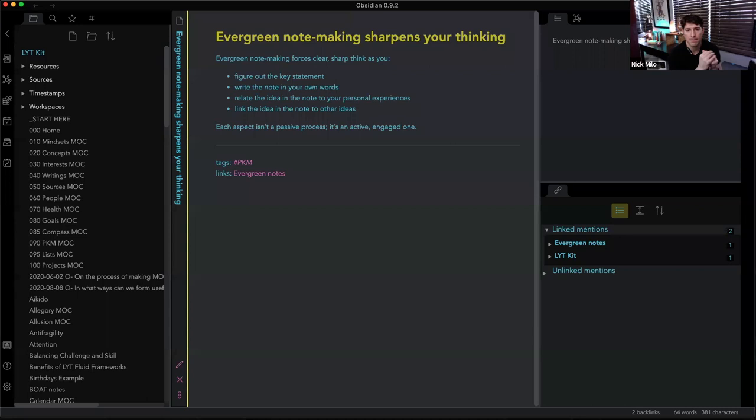So what about Obsidian? Obsidian also encourages you to be a connector, but instead of a databaser, it encourages you to be a writer. That's the big difference for me, because I want to write. I don't want to database, you know.